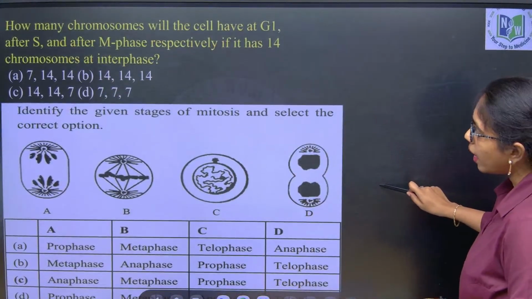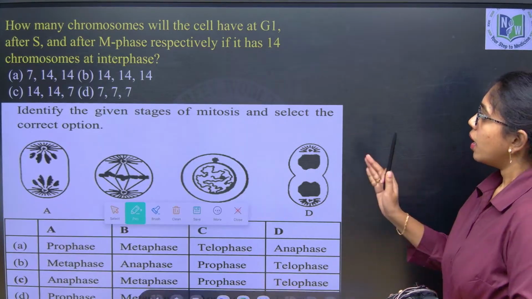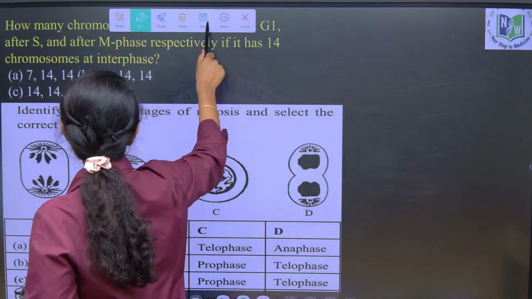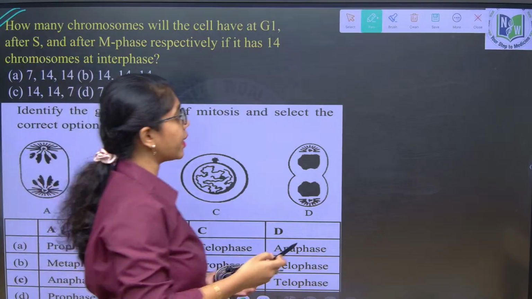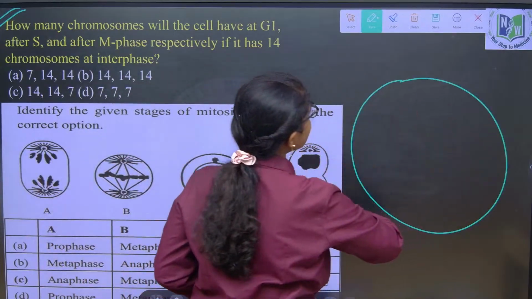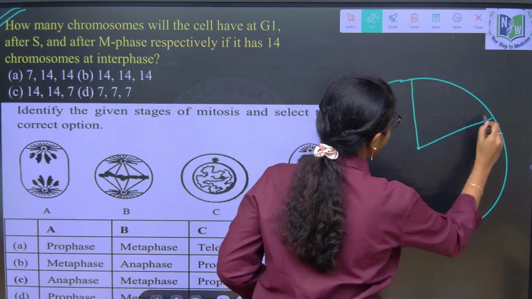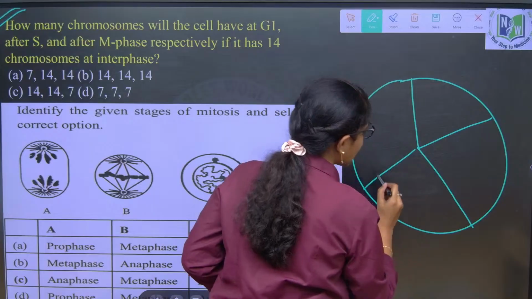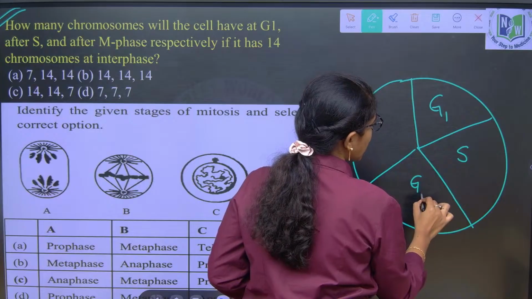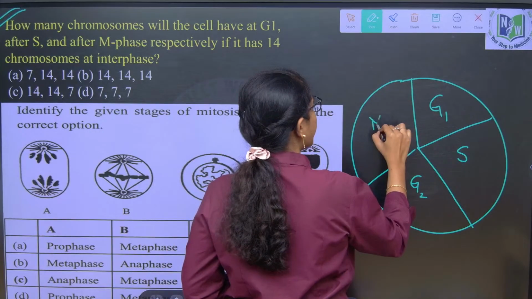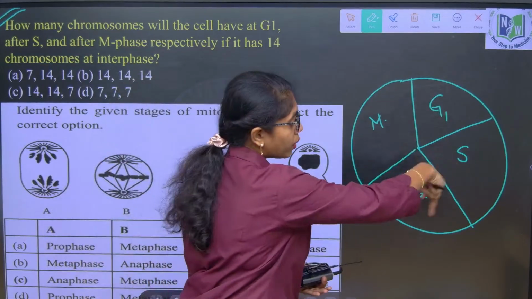Again, here you can see 2 important questions from cell division. Before answering this question, let's quickly recall the cell cycle. In the cell cycle you have 2 phases, right? Interphase and M phase. Interphase has 3 subphases, G1 phase, S phase and G2 phase, and then the divisional phase, that is M phase. Like that you have in total 4 phases.